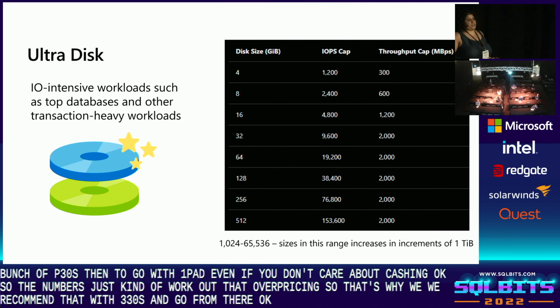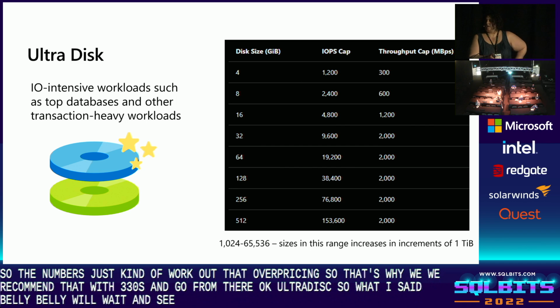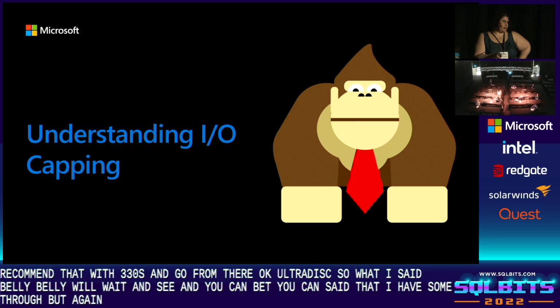Okay, Ultra Disk. So like I said, very, very low latency, and you can set the IOPS and throughput, but again, very pricey. Okay. All right, any questions so far before we move?